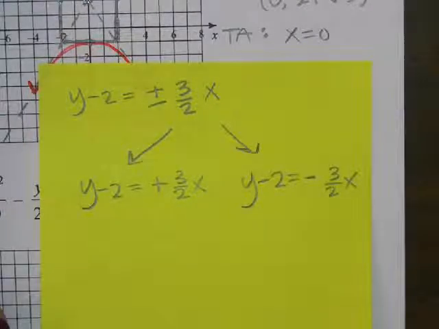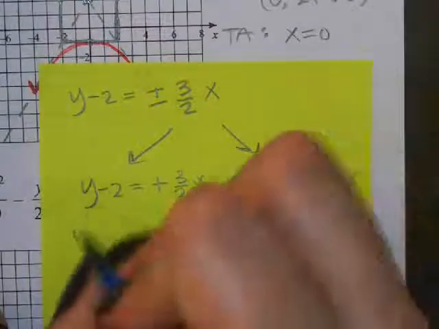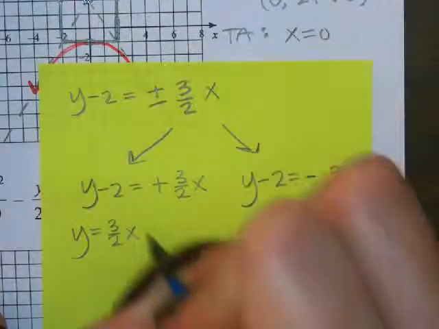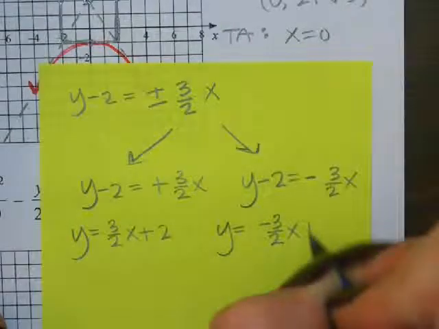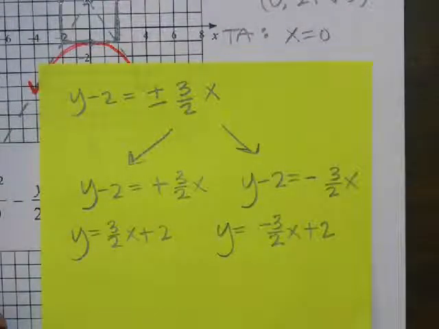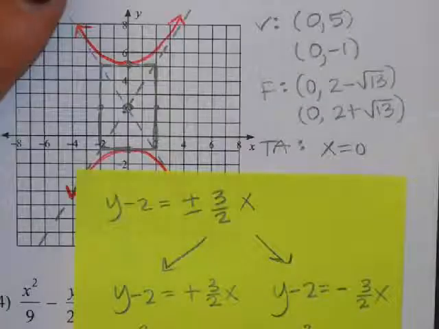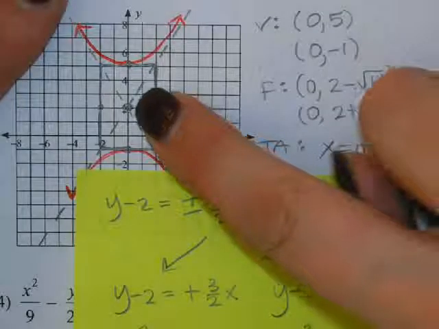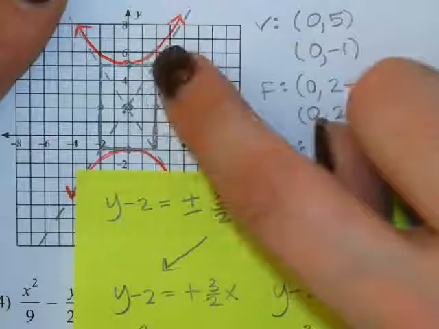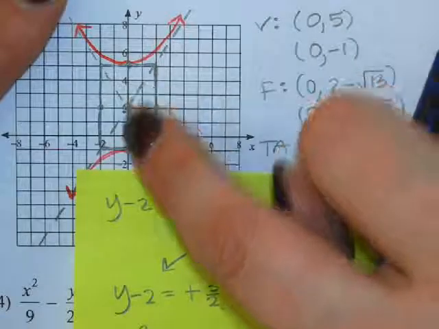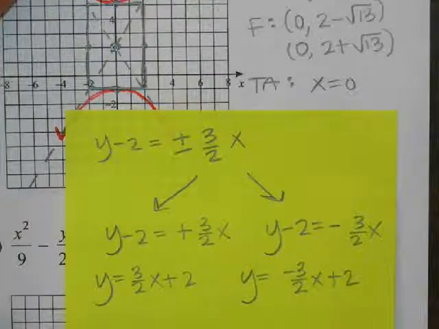And what do we do after that to fix it? We add 2. So y equals 3 over 2 x plus 2. Y equals negative 3 over 2 x plus 2. And if we compare that with what we have, you guys can see that both asymptotes do have a y-intercept of positive 2. And one of them goes up 3, right 2, and then the other one goes down 3, right 2. And so the asymptotes fit what we found. All right. That's how you check it.